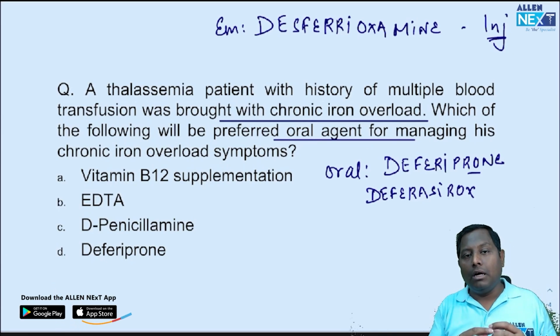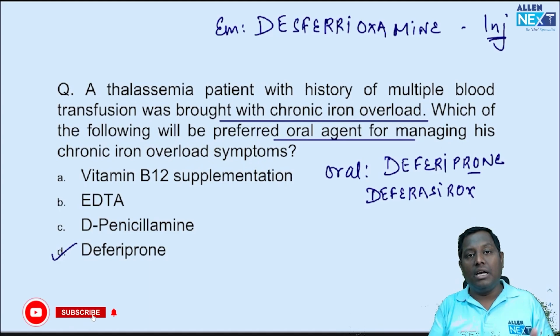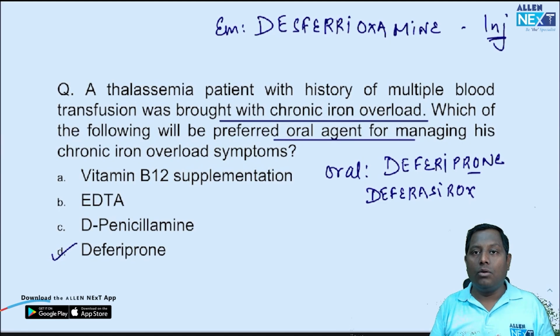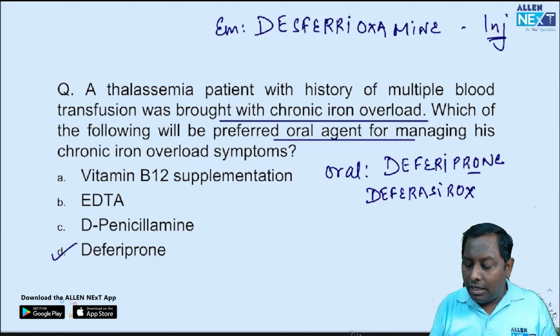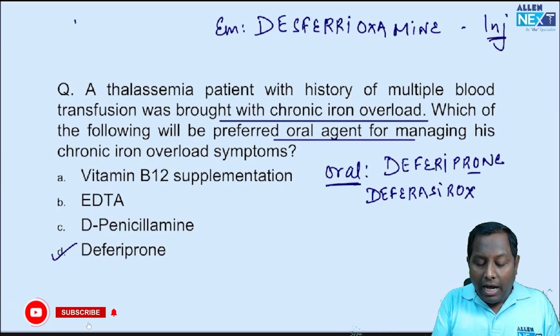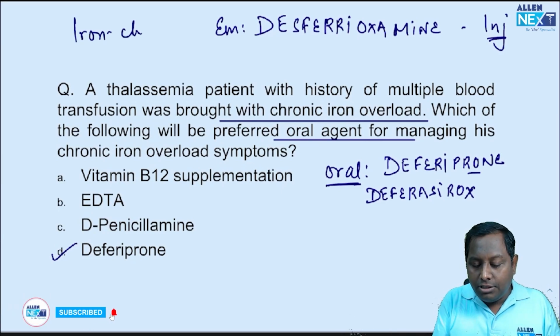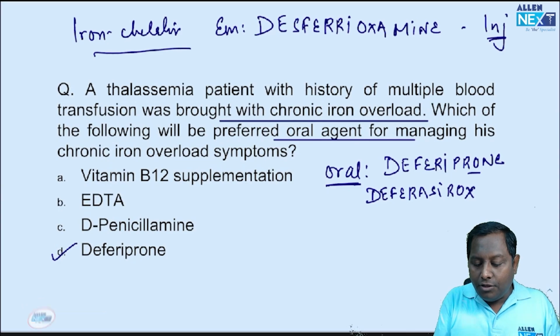So in any hemolytic anemia, if there is recurrent blood transfusion, there will be risk of iron overload. Iron overload will be there, and therefore you can give an oral iron chelator agent. They are what? Iron chelator agent, oral iron chelator agent. Which one is an iron chelator agent?